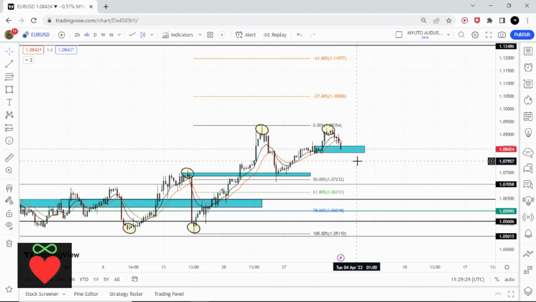So for Euro USD, this is where we're expecting price to find support and continue. They need to go find resistance at 1.01500. 1.10500, sorry.